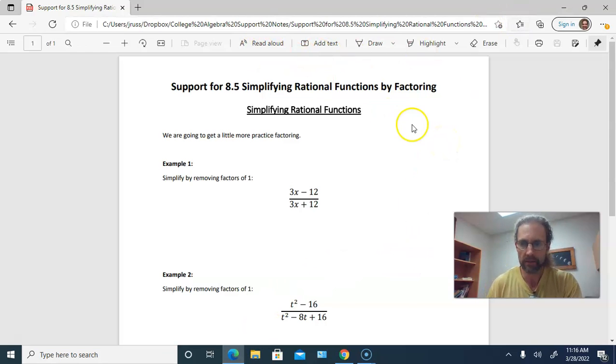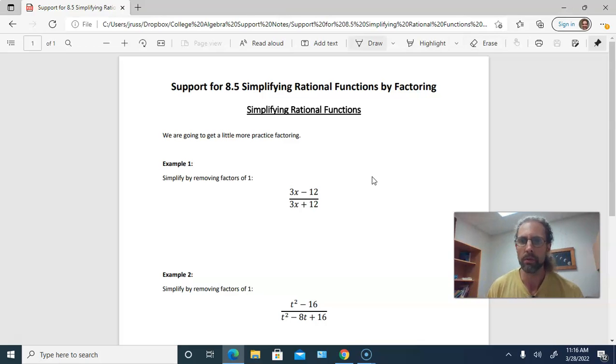Alright, welcome back guys. So I'm going to do this short video on some of the support for 8.5. This is going to be on simplifying rational functions by factoring. And I want to start off, a rational function is just a fraction basically. You have a polynomial in the numerator and another polynomial in the denominator. And so you can simplify these fractions by factoring.